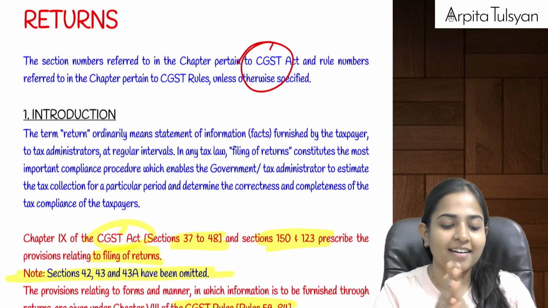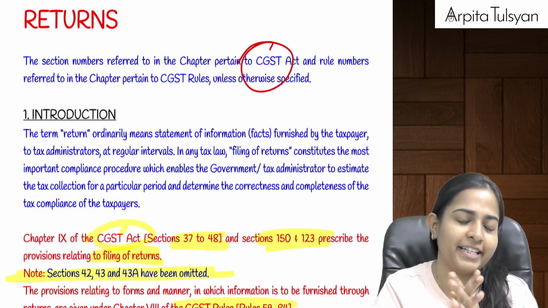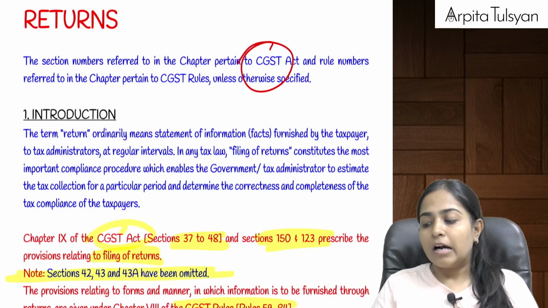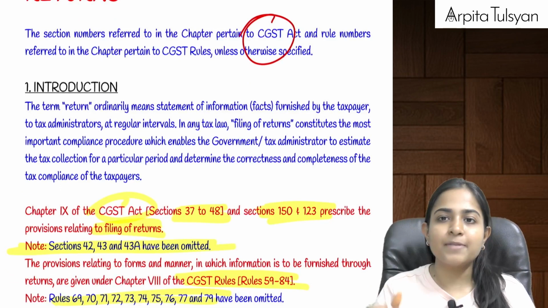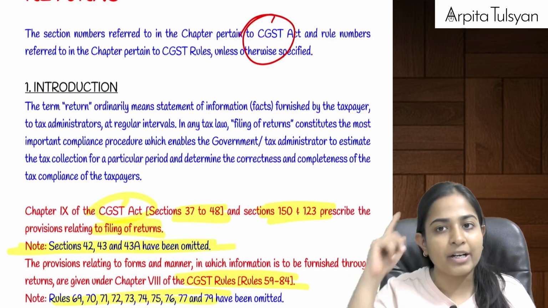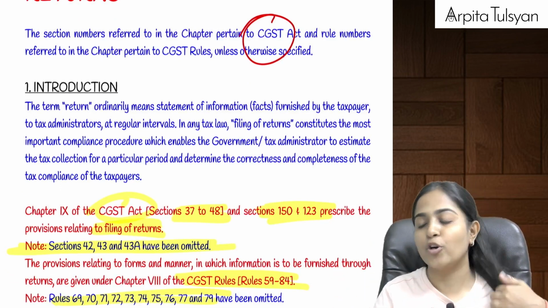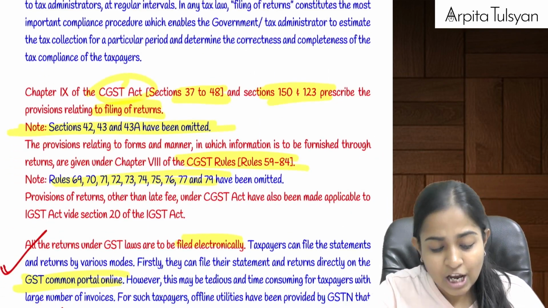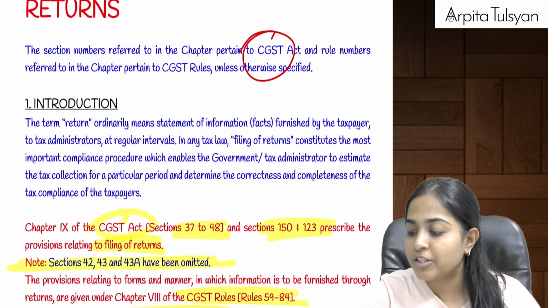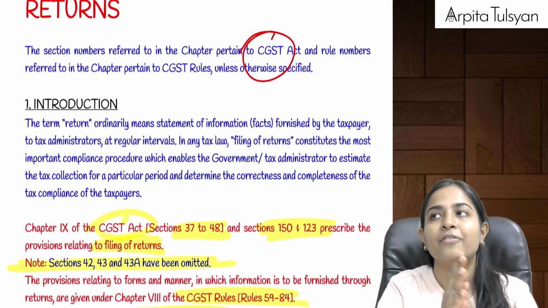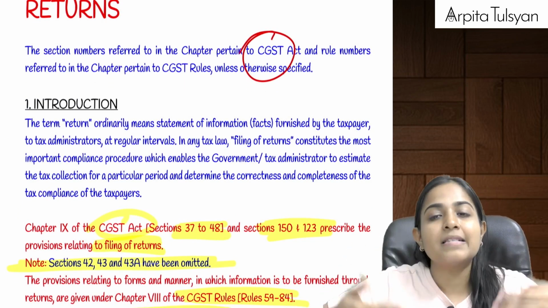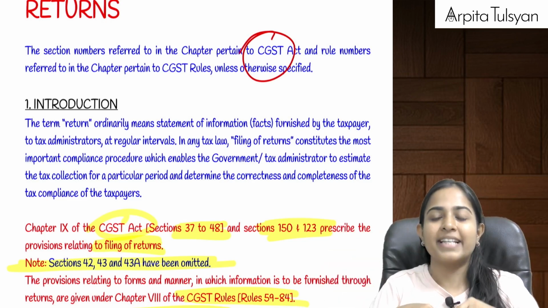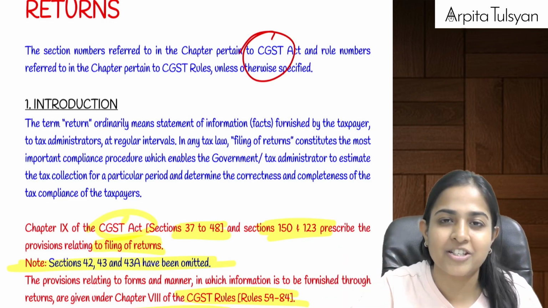Okay, so let's start with a super quick revision of the next chapter, that is returns under GST. Whatever sections we are going to study in this chapter, from section number 37 to section number 48, pertain to your CGST law, and along with that we are going to study some corresponding CGST rules also. Basically in this chapter we are going to discuss the various returns, okay, not sales return, various returns, documents, information that we are going to file on the GST common portal.